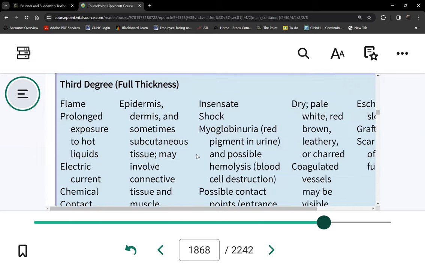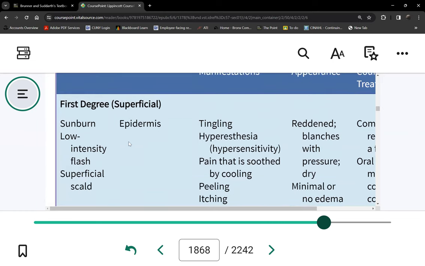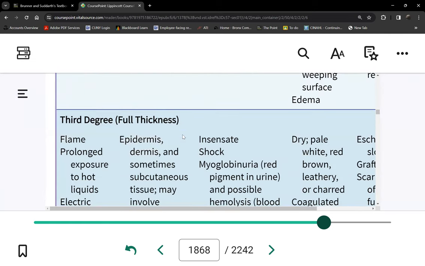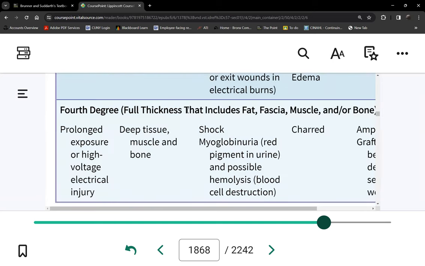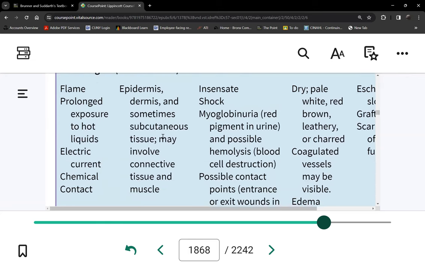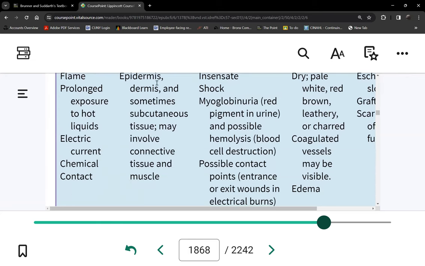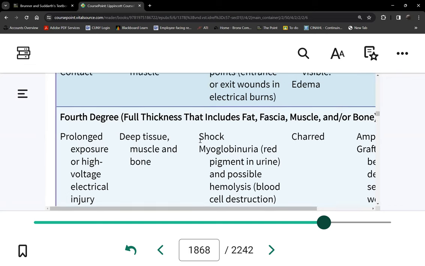Third degree. A reminder also, I'm warning you, the NCLEX may not use first, second, third, or fourth degree. They may use superficial, partial thickness, full thickness, all right? And for fourth degree, they call it still full thickness, but other textbooks call this deep full thickness. So third degree still involves the epidermis and dermis, and now includes the subcutaneous tissue and some connective tissue. Whereas in fourth degree, it goes into the muscle and the bone already.